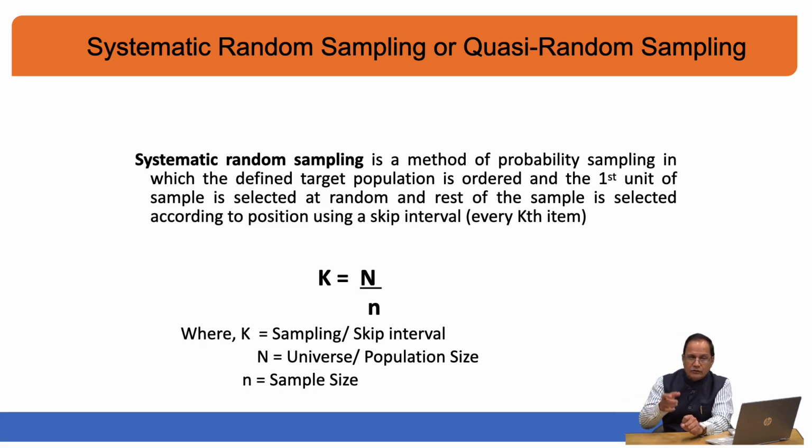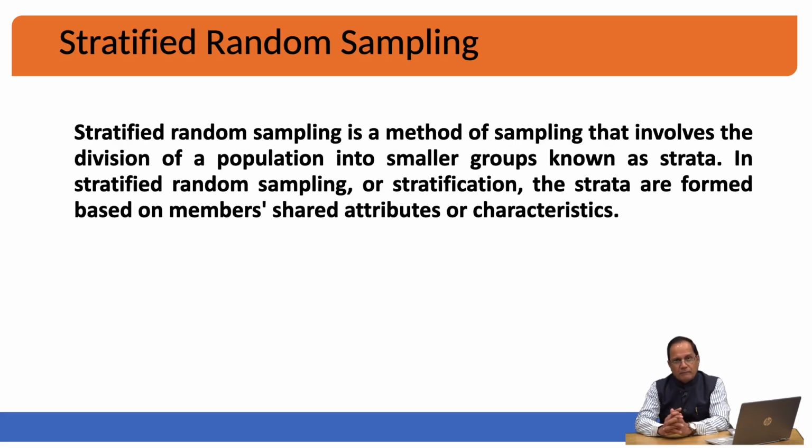It is not necessary that we take a number from 1 to 9 only. We can take a number from any other range. We can take from 1 to 100 also. Suppose we are taking the number 27, then by adding 50 we can take the whole lot. So, this is systematic. The next one is stratified random sampling.